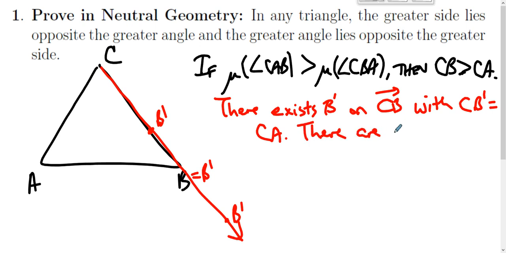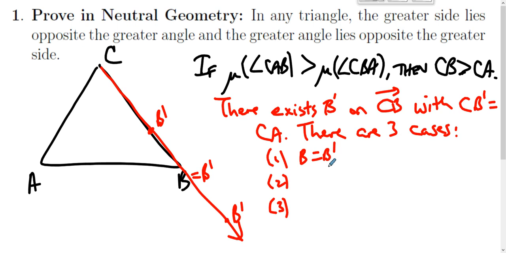There are 3 cases. Case 1 is the case where B is B prime. We want to dismiss that quickly. Case 2 is the case where B prime is out here. We don't want that. Case 3 is this case. This is the one we want, because then CA is less than CB. That's the case we want. So this case is easy to dismiss, because if B is B prime, then CA is CB, and so these two angles are congruent, which they're not.